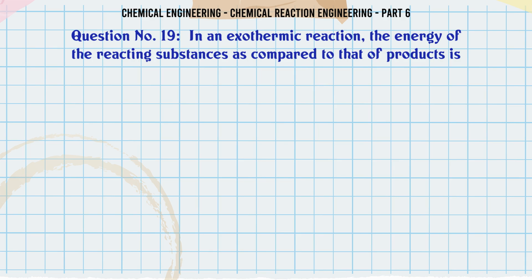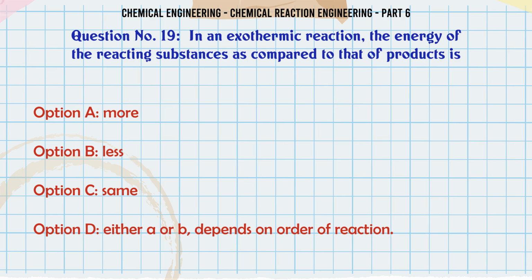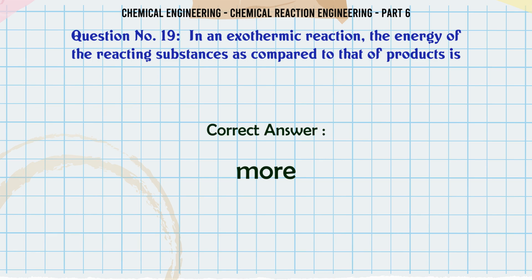In an exothermic reaction, the energy of the reacting substances as compared to that of products is A. More, B. Less, C. Same, D. Either A or B, depends on order of reaction. The correct answer is more.